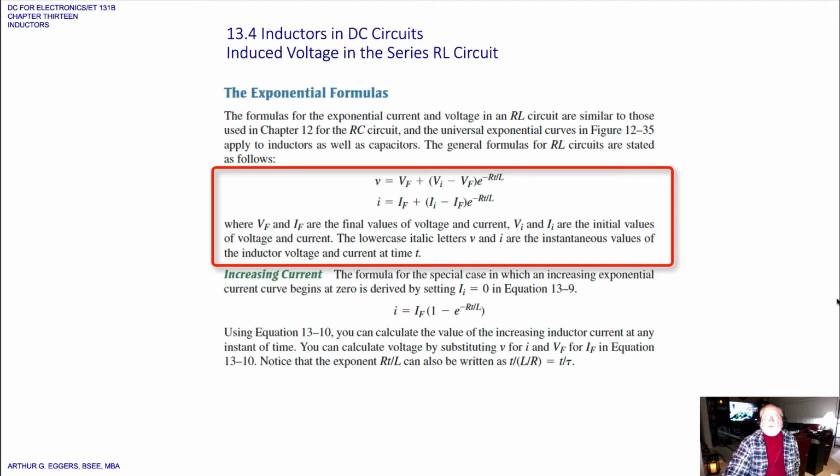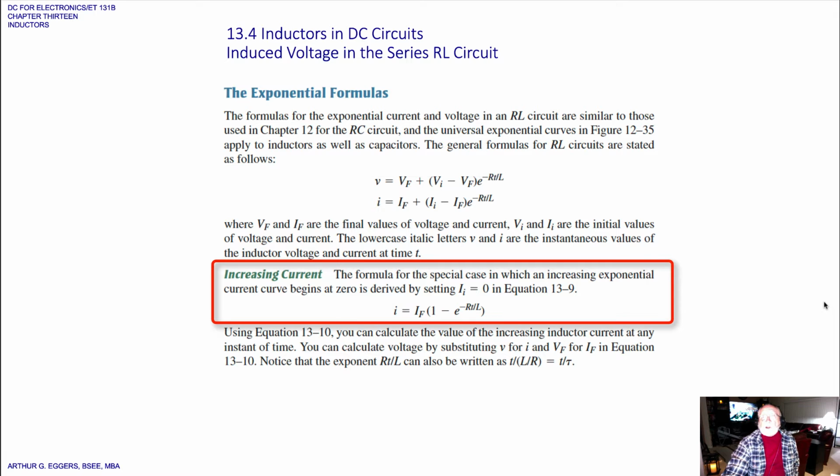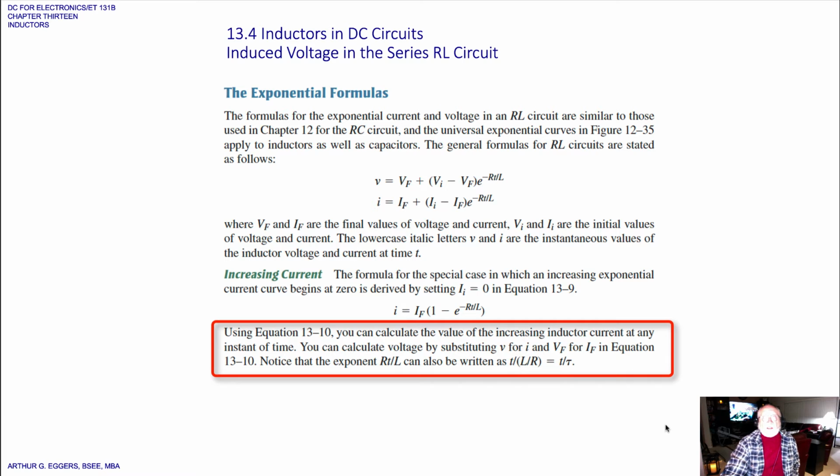For increasing current, the formula for the special case in which an increasing exponential curve for current begins at 0 is derived by setting the initial current at 0. So if we set the initial current at 0, we end up with a simplified expression: i equals I final times 1 minus e to the minus Rt over L. Using equation 13-10, you can calculate the value for the increasing inductor current at any instant of time.